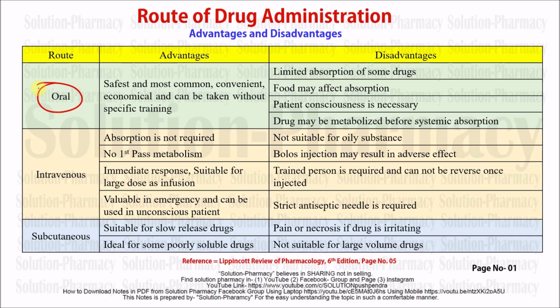Next one is that patient consciousness is very necessary. If any patient wants to take a drug via the oral route of administration, then he or she must accept that drug and swallow that drug. But if the patient is in an unconscious state like a coma or any other condition, how can we administer that drug via the oral route of administration?